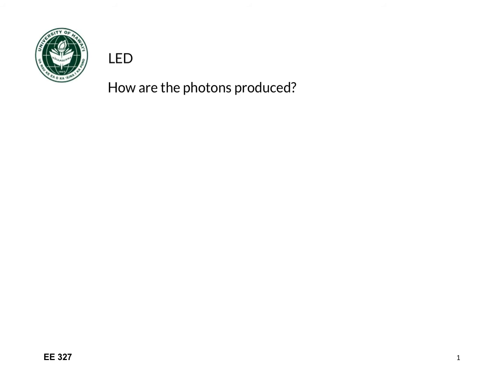So we know that if we have an electron in the conduction band, it can go down to an empty state in the valence band. And that means the conduction band is at a higher energy than the valence band. So that electron is losing energy. So where does that energy go?